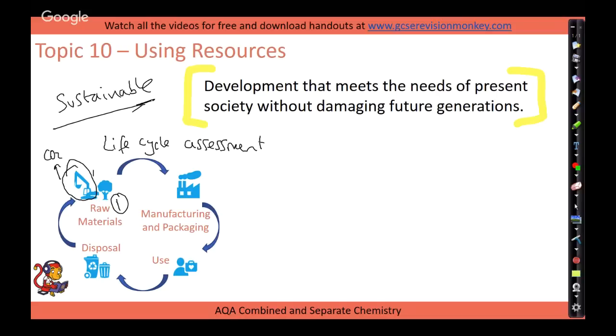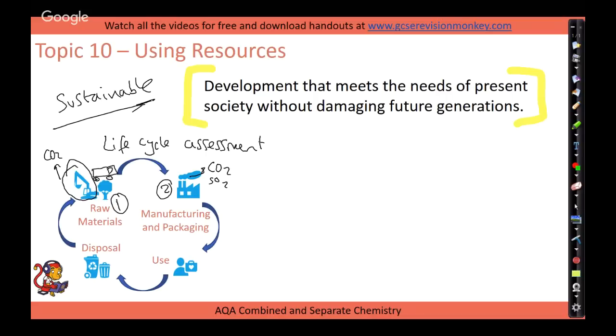Do we have to use big lorries to then transport what we've mined, back to a factory or something like that? Does it create a big impact on the environment? Does it make it an eyesore with all the products you've extracted? Are they toxic? Then we look at the manufacturing and packaging. How much CO2, sulfur dioxide are we releasing into the environment when we're packaging? How much electricity are we using?